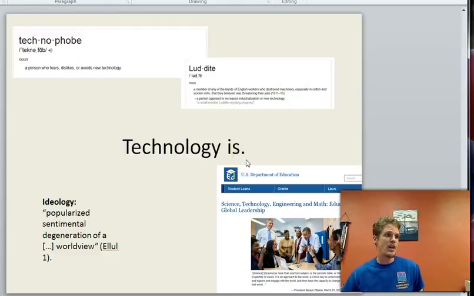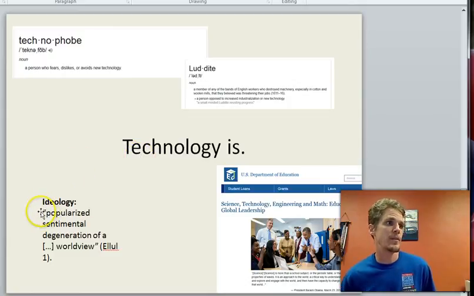Most importantly, it means that, as I said earlier, technology is an ideology. So what does that mean? Well, an ideology, in the words of Jacques Ellul, my favorite theorist, and I think the most articulate about theories of technology, he calls it this. He says it's a popularized, sentimental degeneration of a worldview. Let that one sink in as well. Popularized, sentimental degeneration of a worldview. Let's focus on that first part. It's popularized. It's a popularized worldview.